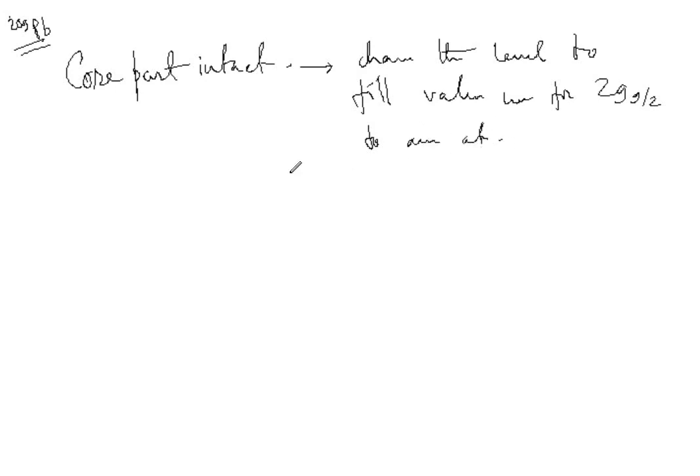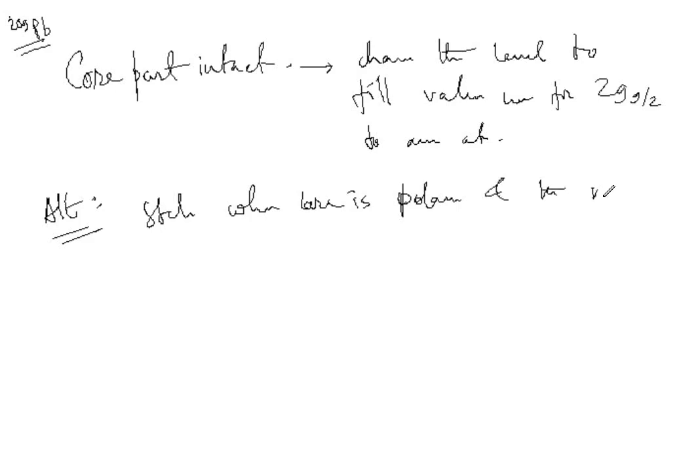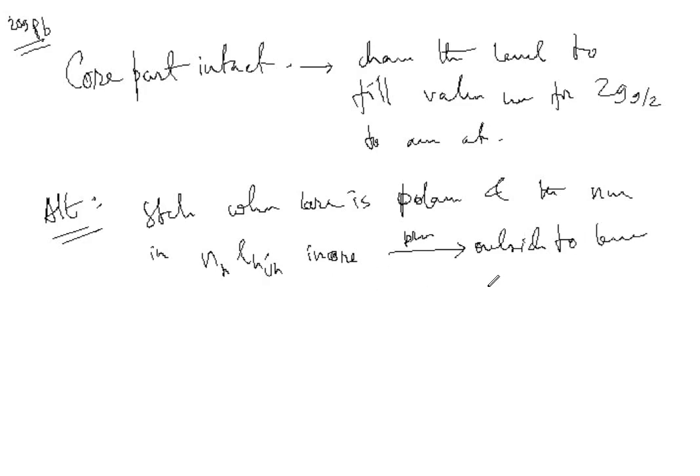Now, what's the alternative? The alternative is we can consider the state where the core is polarized and the nucleon in energy level NH, LH corresponding to JH in the core is promoted outside to a level NP, LP, JP outside the core.